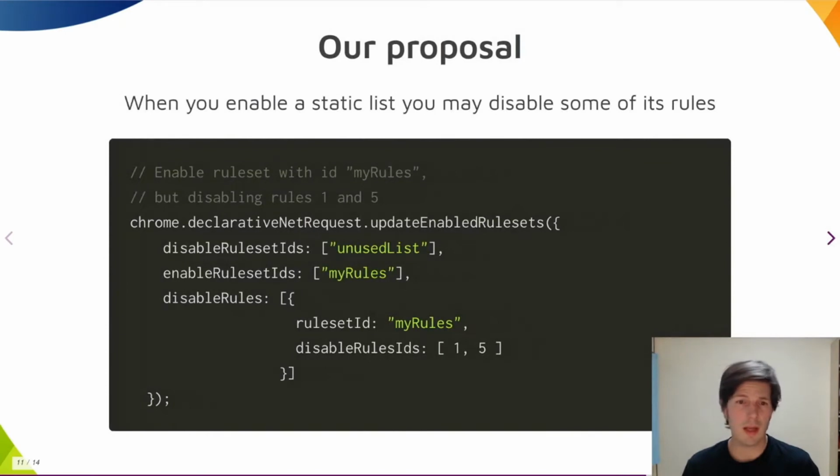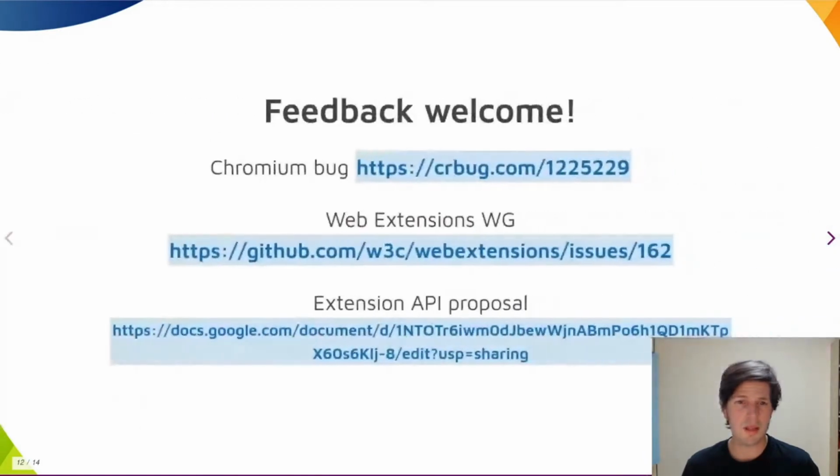We are working on an API proposal to optionally add a collection of disabled rules at the point where the extension enables and disables static lists. We are discussing this proposal mainly in the Web Extensions Working Group, so if this sounds like an interesting problem and caught your curiosity, then please drop by and leave us your feedback.